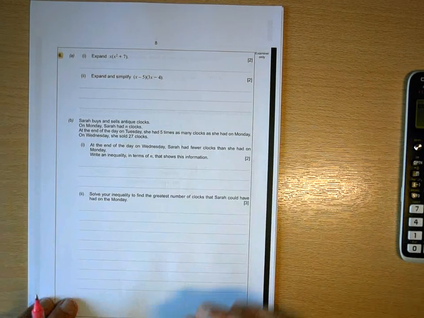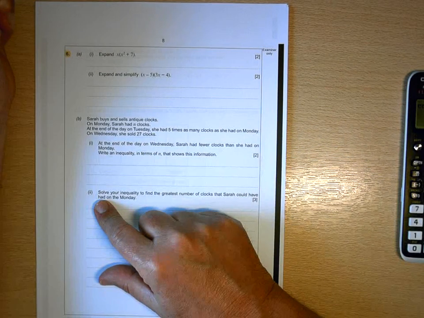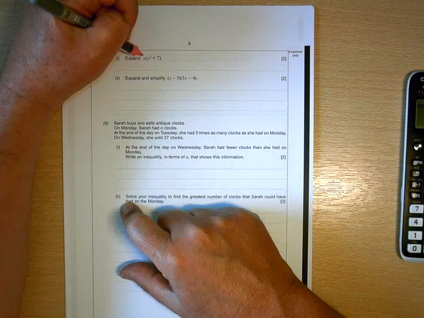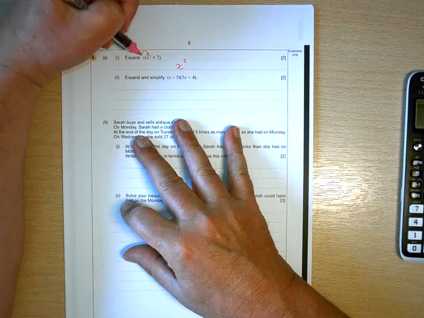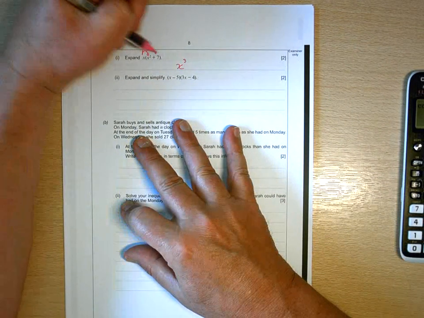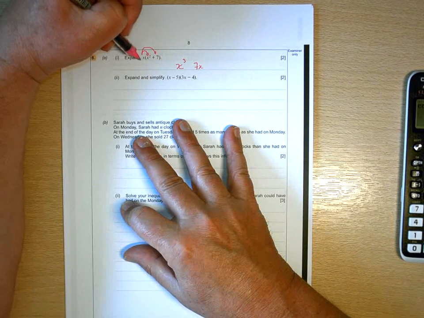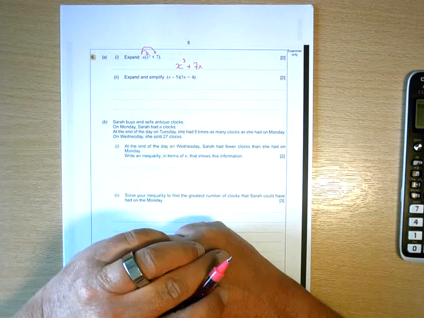Question 6, bit of algebra. Expand means get rid of brackets. There's nothing else we can do with this, not an equation. So we've got to go x times x squared gives me x cubed. X times 7 is 7x. The x is positive, there's no sign in front of it, that's positive. Signs are the same, answer's positive.